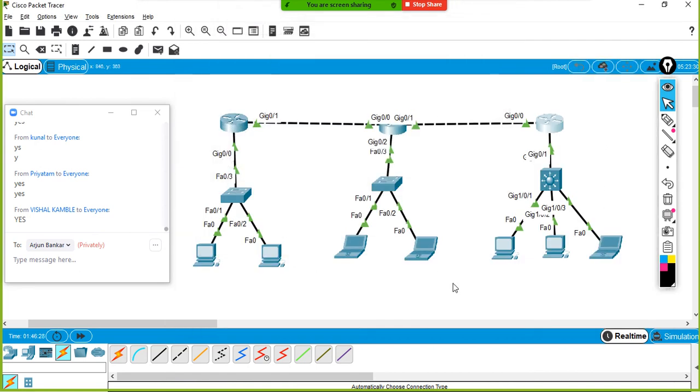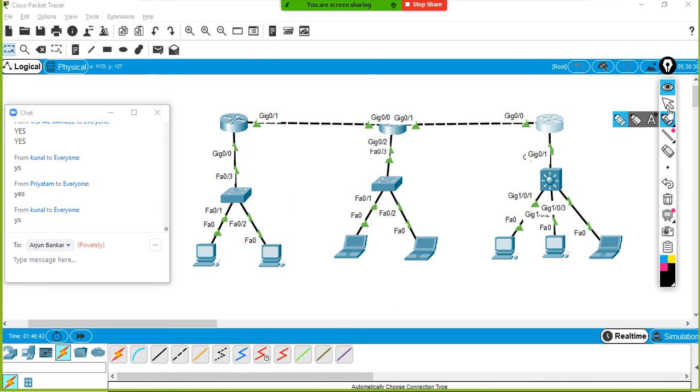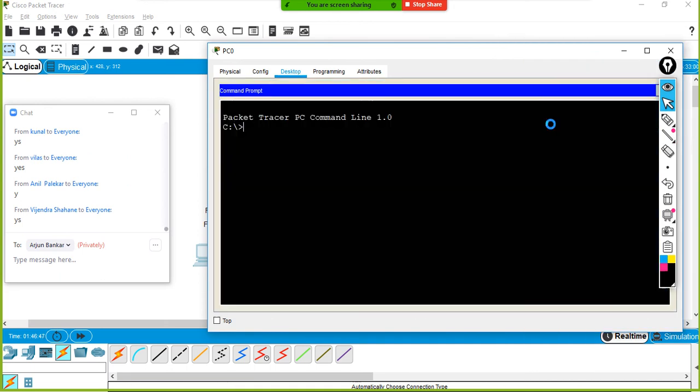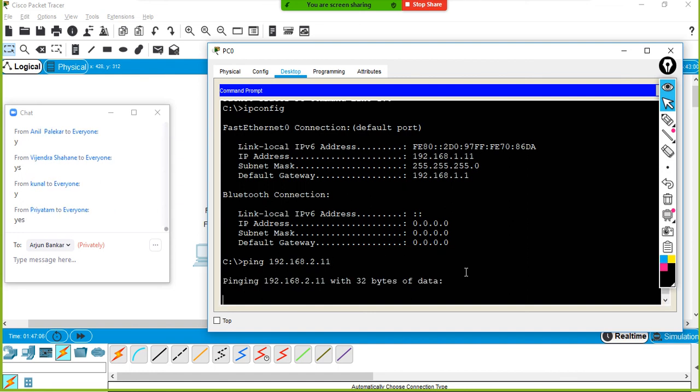Now, will they be able to talk to each other? Everyone, can they talk to each other? For example, the people who are sitting here, can they talk to 2? Can they talk to 3? Everyone, guys, help me out. Can we go and ping now? Let's go and check it. So I'm here. IP config. My IP address is 192.168.1.11. I'm trying to ping 192.168.2.11, which is the other side. Can we get the ping, guys? Can we get the reply? Let's go and check it now.